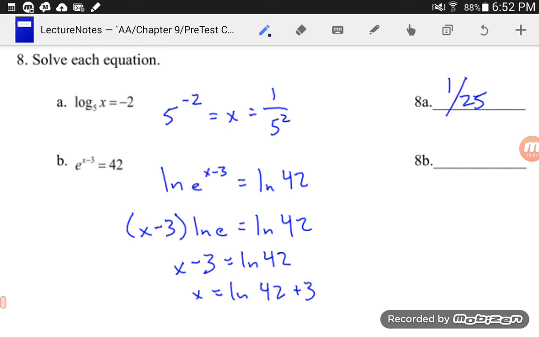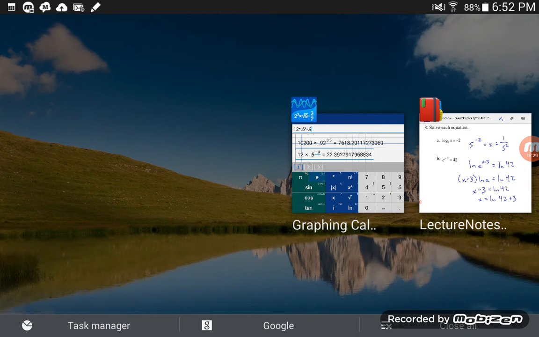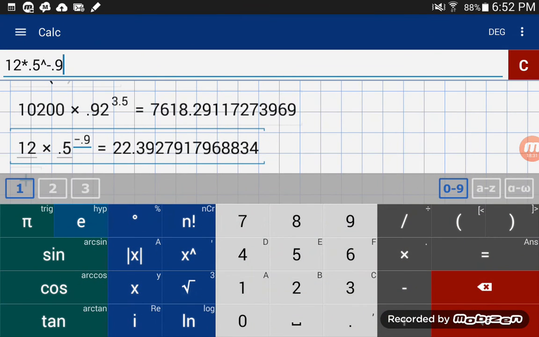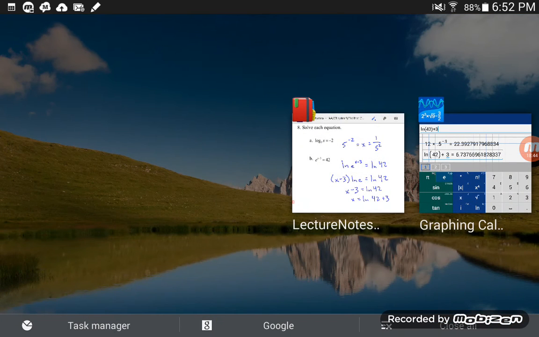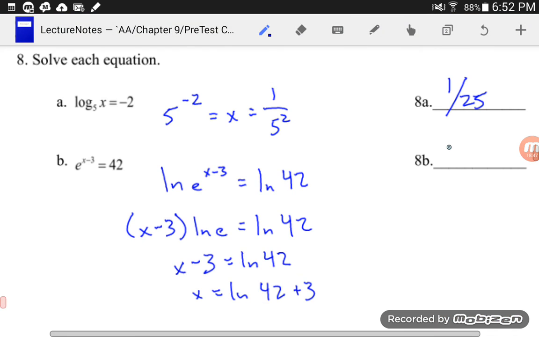I don't actually know what that is, so I'm going to go to my calculator. Natural log of 42, plus 3. Watch my parentheses there. Plus 3 is 6.74. Sweet. Moving on.